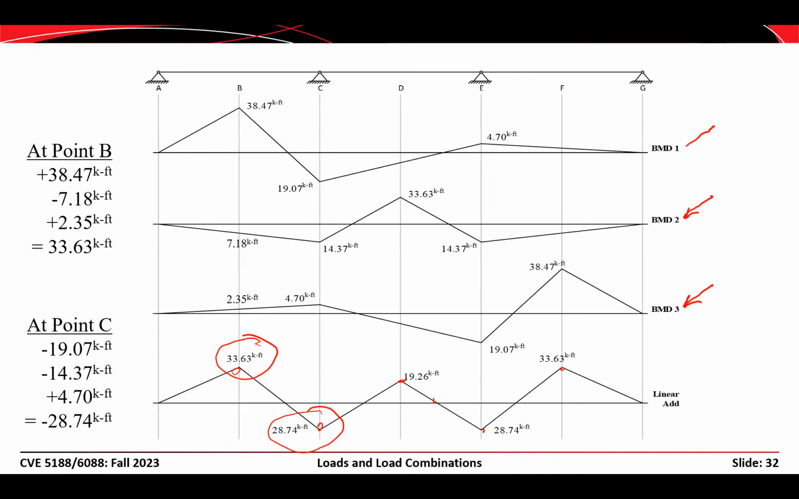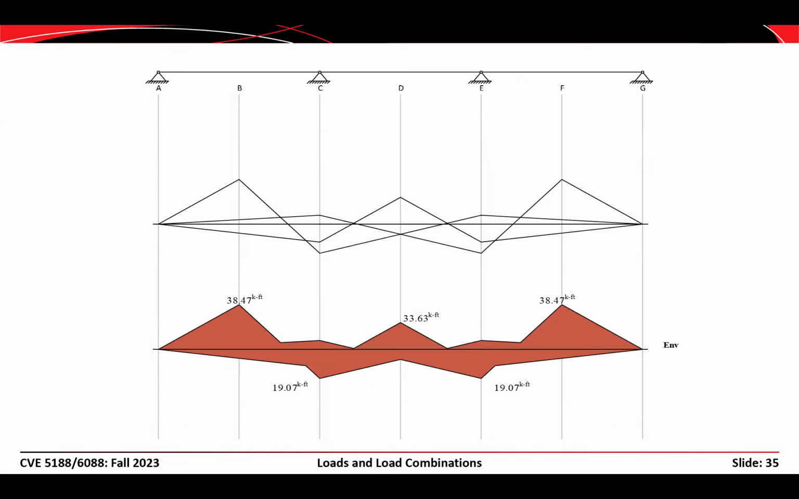If, however, we go in and look at the envelope results, we have a multi-value output from this envelope load combination. In other words, at any point on the beam, we actually have more than one value of bending moment. We have a positive 38.47, and then we have some negative value there as well. Over here, we have some positive value, but we have a negative 19.07. So when we report the output from an envelope combination, we get more than one quantity at every location along the beam.